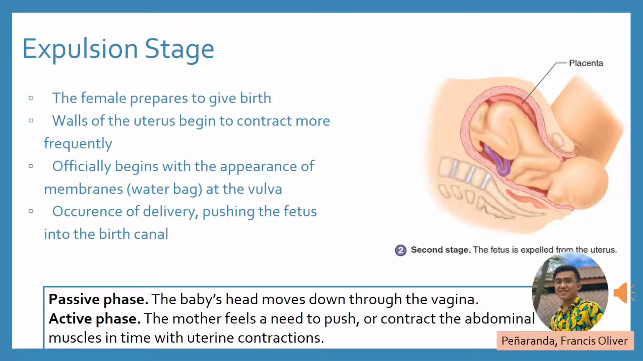Expulsion stage. The female prepares to give birth. Walls of the uterus begin to contract more frequently. It officially begins with the appearance of membranes, or what we call the water bag, at the vulva. Delivery occurs, pushing the fetus into the birth canal. For the passive phase, the baby's head moves down through the vagina, and in the active phase, the mother feels a need to push or contract the abdominal muscles in time with uterine contractions.